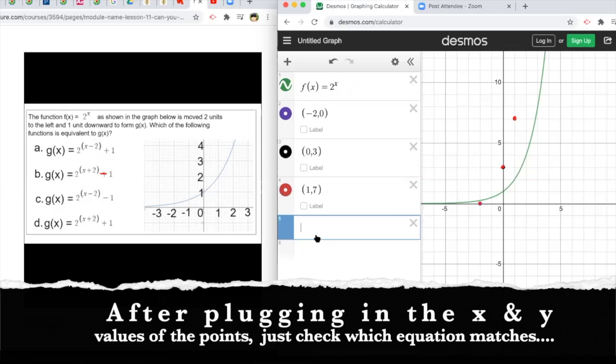If I choose letter A, that would be g of x equals 2 to the power of x minus 2, then plus 1. So you see that letter A does not match our answer.